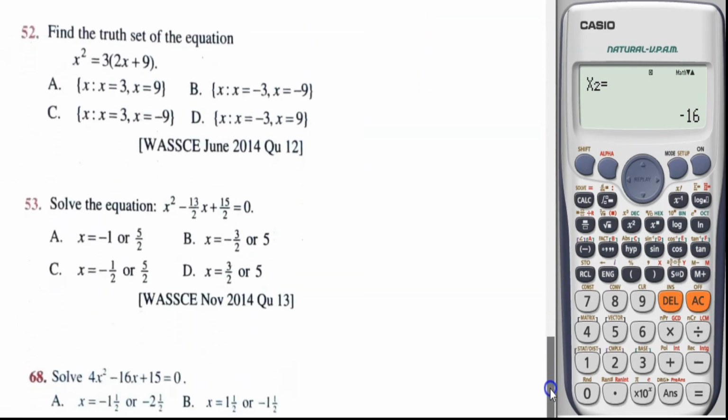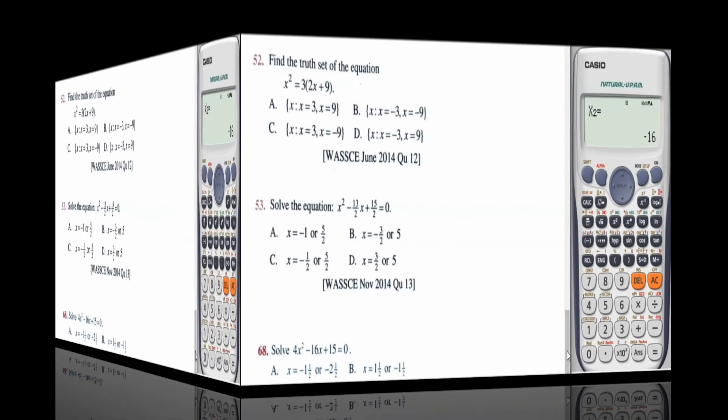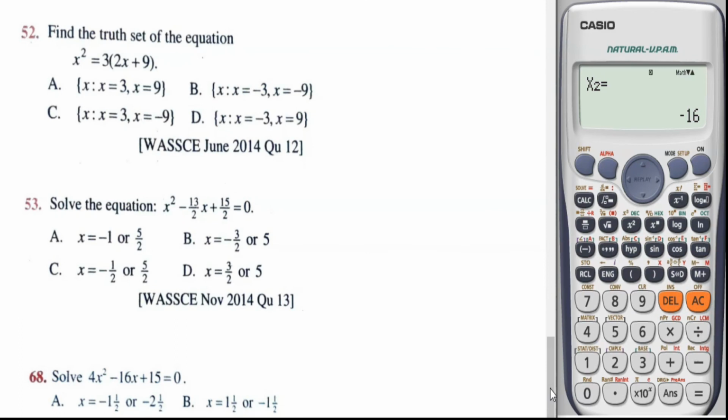Now let's go through our last set of questions and let's see the way forward. So find the true set of the equation which is given as x squared equal to 3 into bracket 2x plus 9. Now it's not in the standard form, so we need to actually write it in the standard form, giving us x squared equal to 6x plus 3 times 9, giving us an answer of 27. So transposing everything to the left hand side, we have x squared minus 6x minus 27 equal to 0.